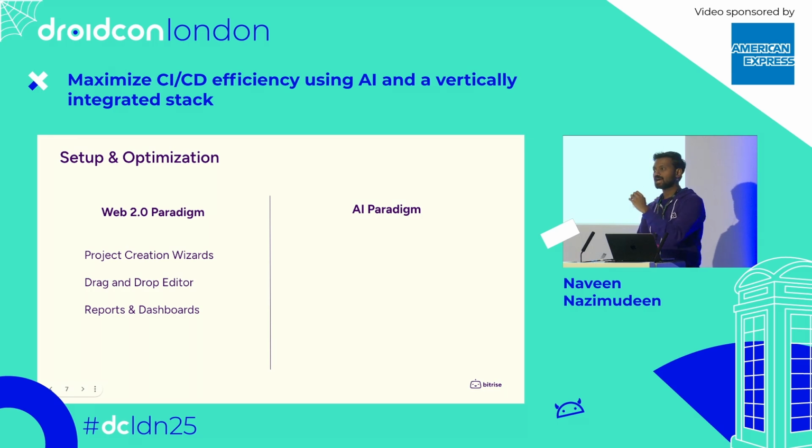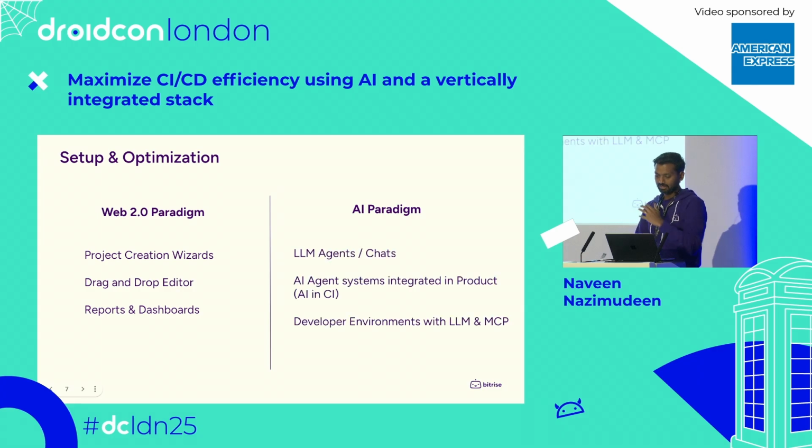Let's look at how the AI paradigm is shaping up. This is fast evolving. So first, we're all familiar with the LLM agents and chats that we use. And then what we're seeing is AI agent systems integrated in the product, which I call AI in CI. And the third piece of it is developer environments with LLM and MCP. So let's quickly take a look at each one of them.